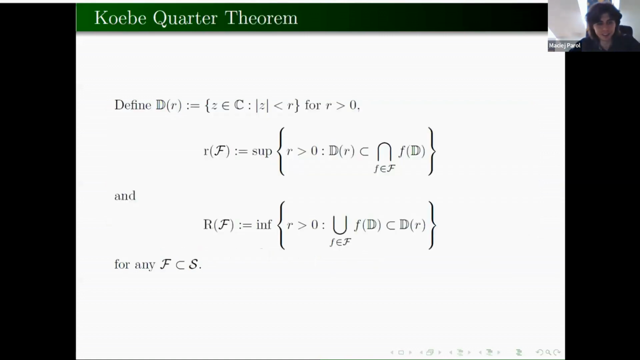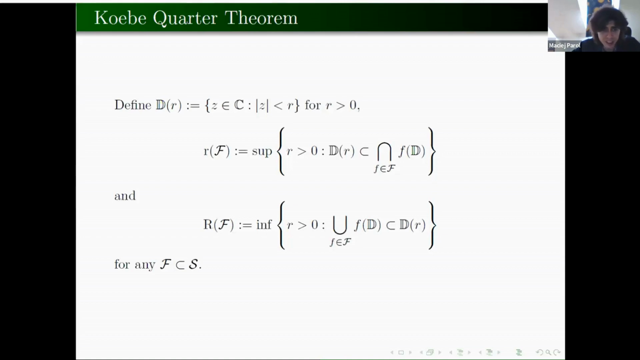Okay, and some more symbols. D of R is the disk with the center at the origin and the radius R. Small r of F is the maximal radius such that every disk D of r is contained in every image of the unit disk through function f. So this is the Koebe radius, or the minimal Koebe radius.